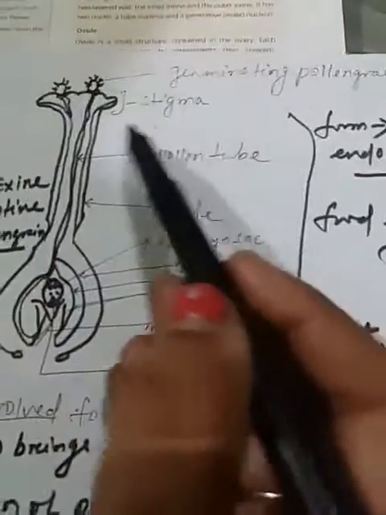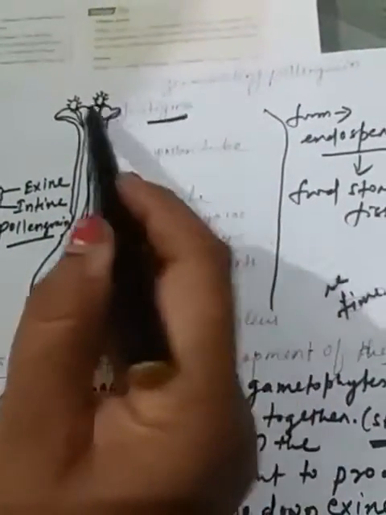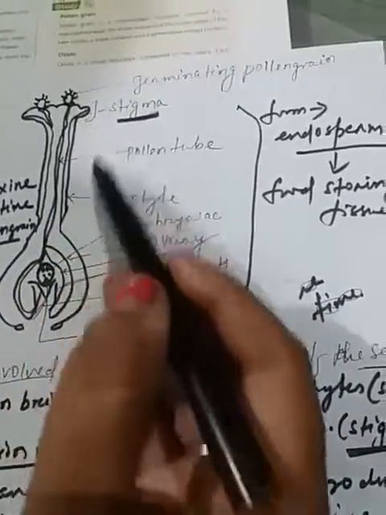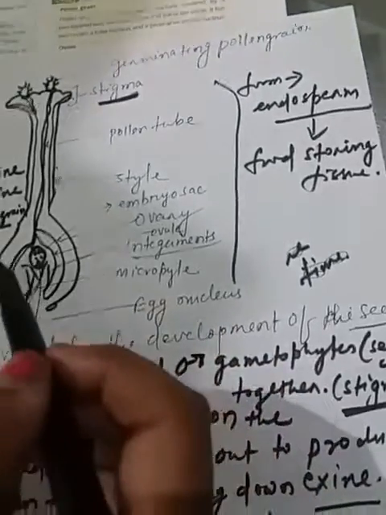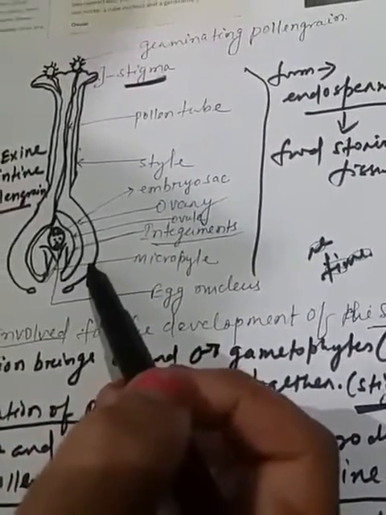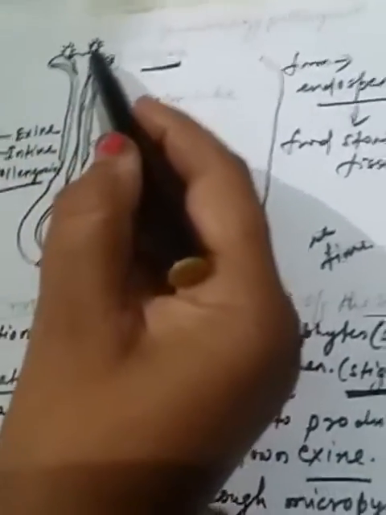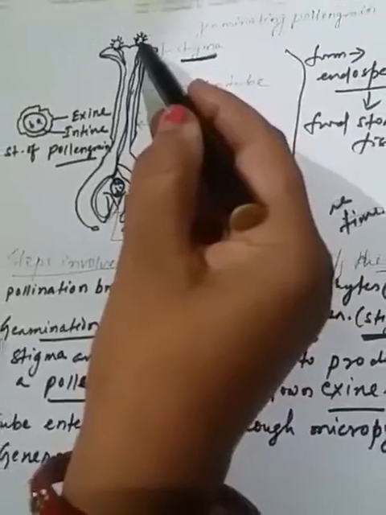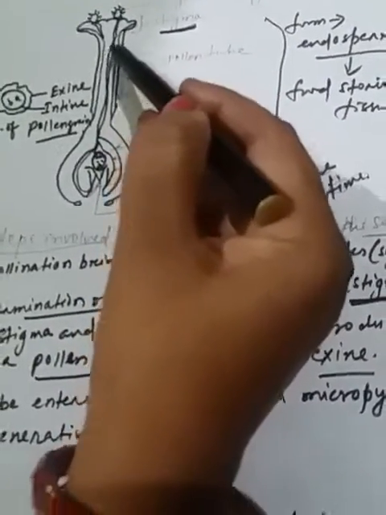Here this is the structure of the carpel. This is the stigma, where pollen grains land during pollination, and this is the style, a long tubular structure, and this swollen part is the ovary. When pollen grains fall on the stigma, during germination the pollen grain starts forming the pollen tube. So how is it formed?